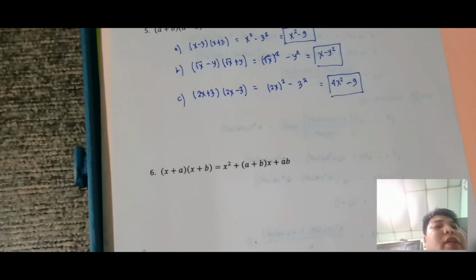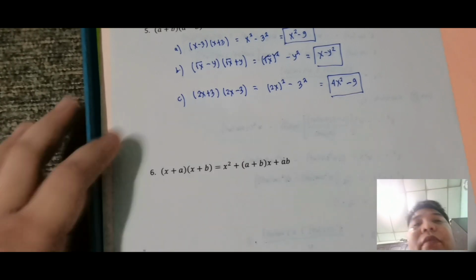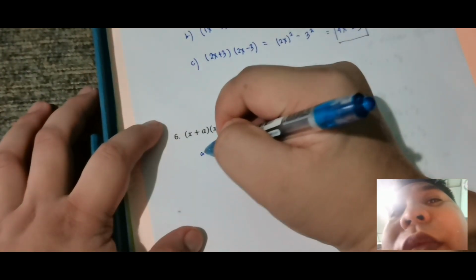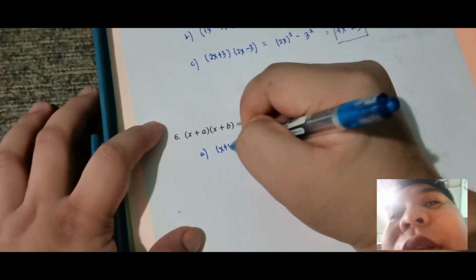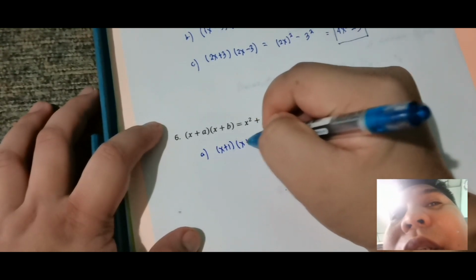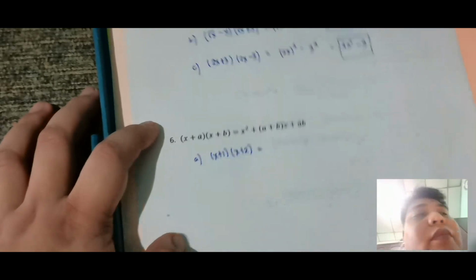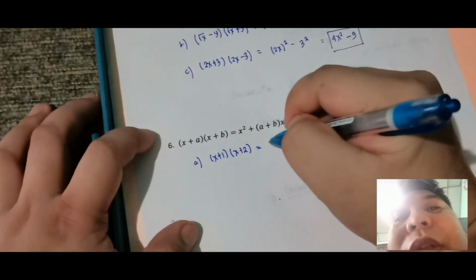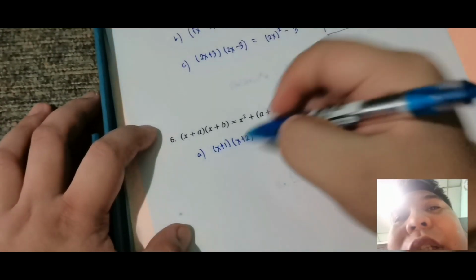Okay, so next is the number 6. If you have x plus a times x plus b, that simply equals x squared plus a plus b x plus ab. So ano yung example na ito? Ito yung x plus 3 times x plus 1. Ayun yung mga example niya. So for example, x plus 1, then x plus 2. Okay, so ano sabi na formula? That is simply x squared. Okay, so ano yung a dito?